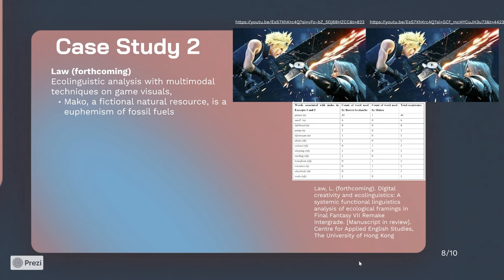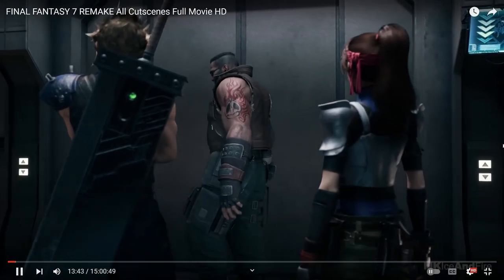That's great. The game actually centers around a concept called Mako. Mako is a fictional natural resource, and I found that it's actually a euphemism for fossil fuel. To give you some context of the game, we have basically two parties. One is the mega corporation, and the second one is the rebel group who's trying to bring down this mega corporation. So we look at the language here.